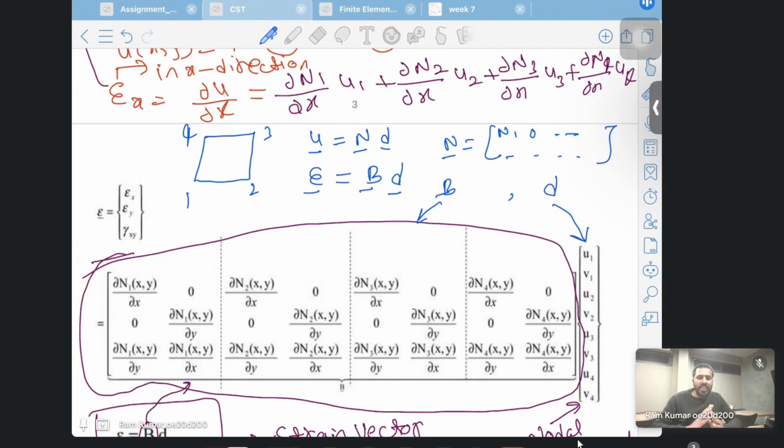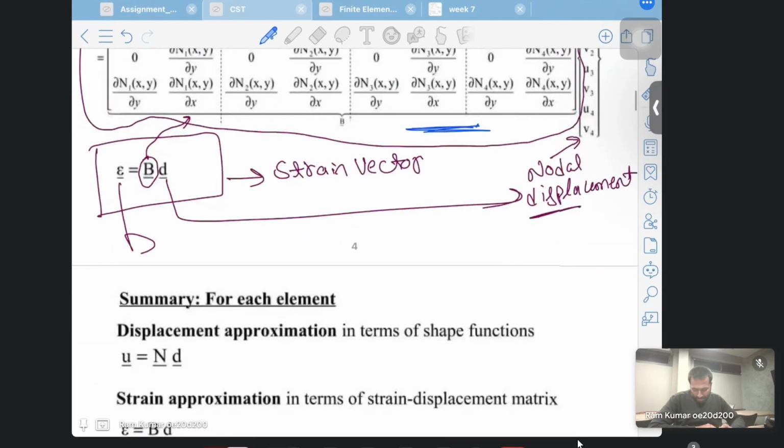When we are writing any code, normally what we do is save one variable, this one, as a B matrix, and we will use it a number of times. If somewhere we need to find strain or stress, then directly we will call it. We don't have to write this big expression again and again. In this simple form, the code will understand easily. Okay, now we can move forward.